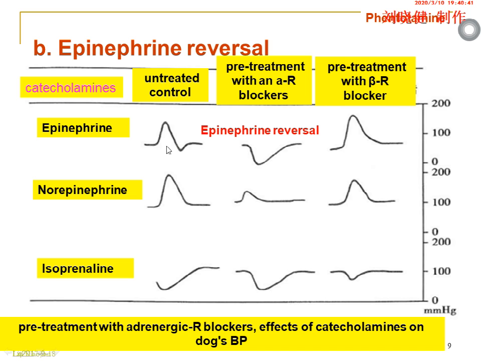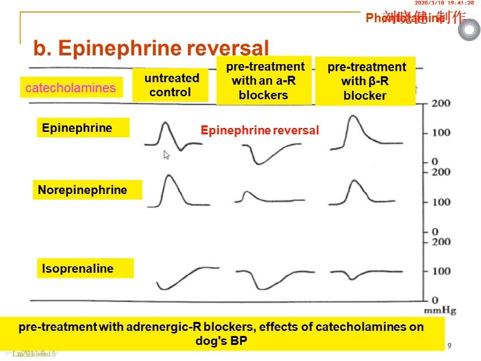So beta 2 induced vasodilation predominates. At this period, blood pressure is even lower than the normal state before administration of epinephrine. Understand? So a dose of epinephrine after intravenous injection often induces a two-phase blood pressure change. One phase is an increase, followed by a phase of decrease.